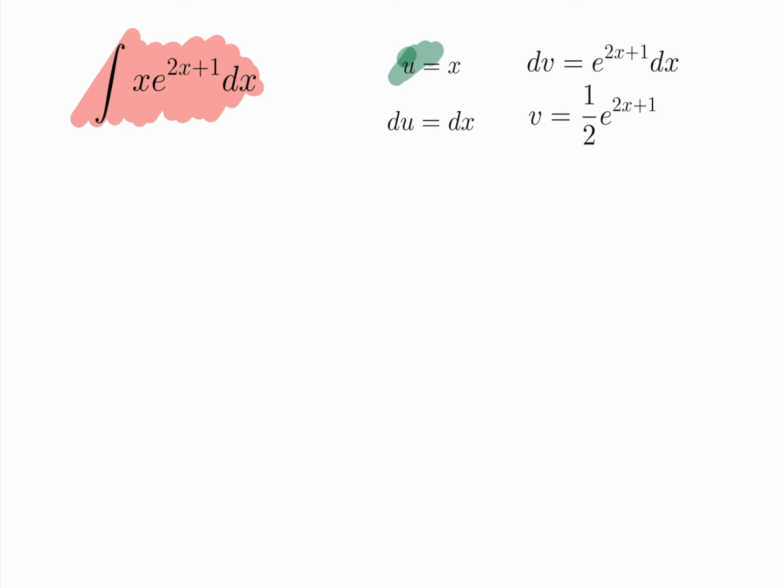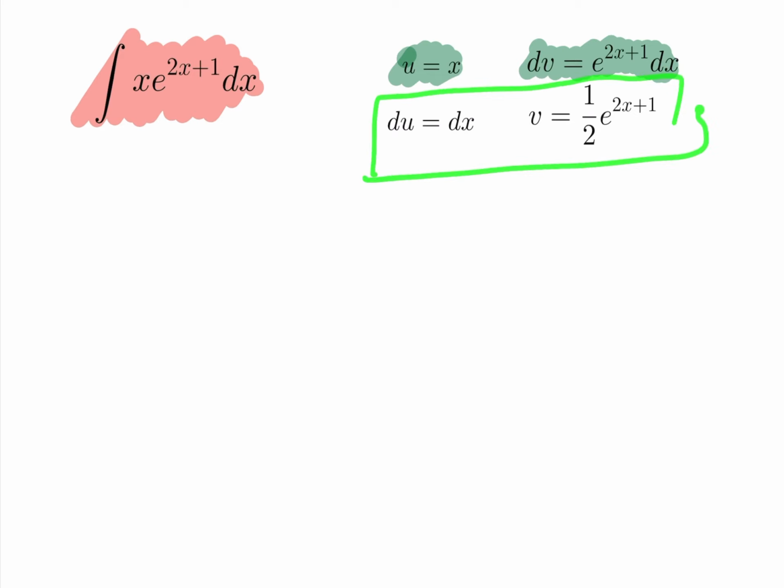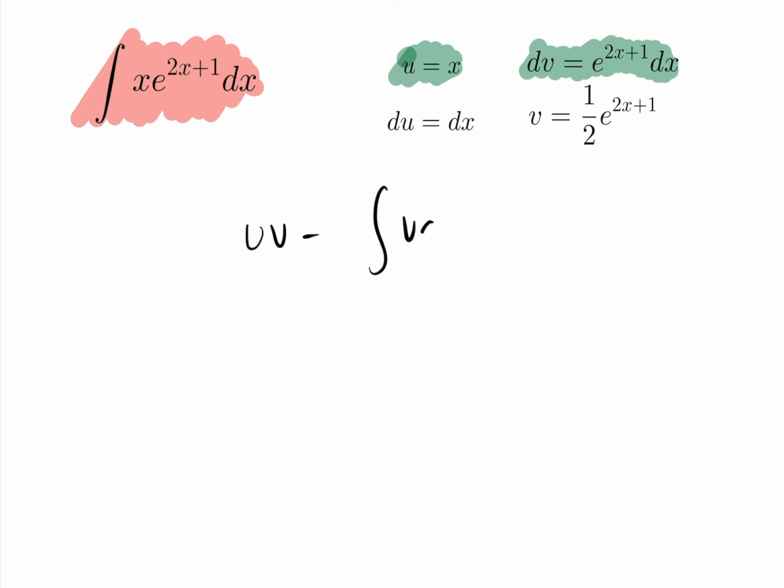I went ahead and let u equal x and dv equal e to the 2x plus 1 with respect to x. Doing so, I could easily calculate the antiderivative of v. And then I can go ahead and take my derivative of u and get du equals dx. You can see here, right here is our focus, and we want to make sure, can I calculate the integral of this? Because again, that's our main idea here. You remember this ends up being uv minus the integral of v du.